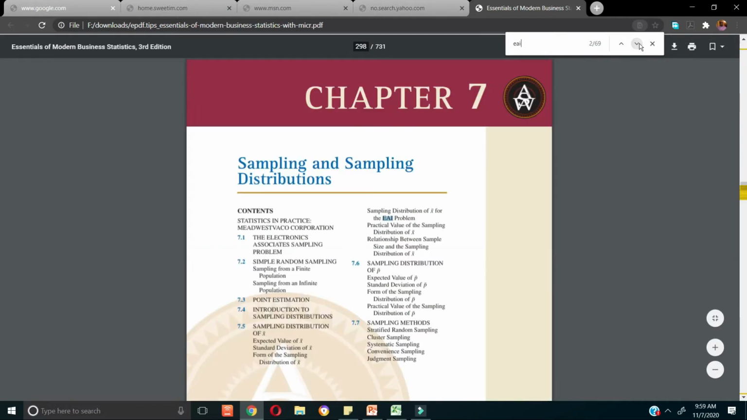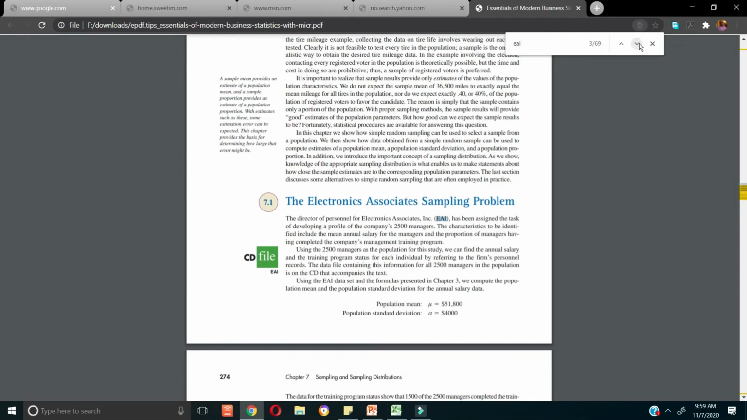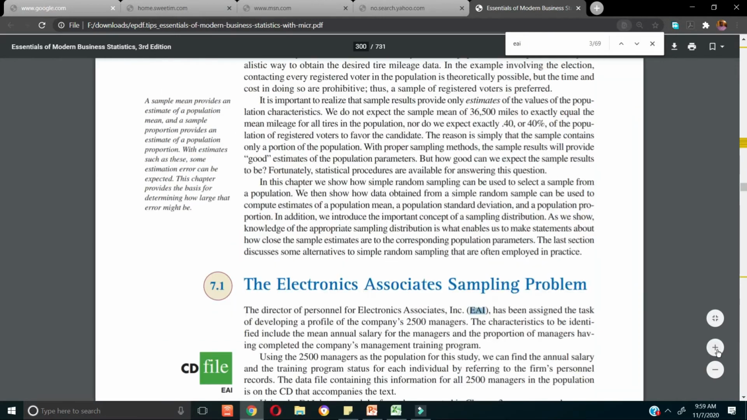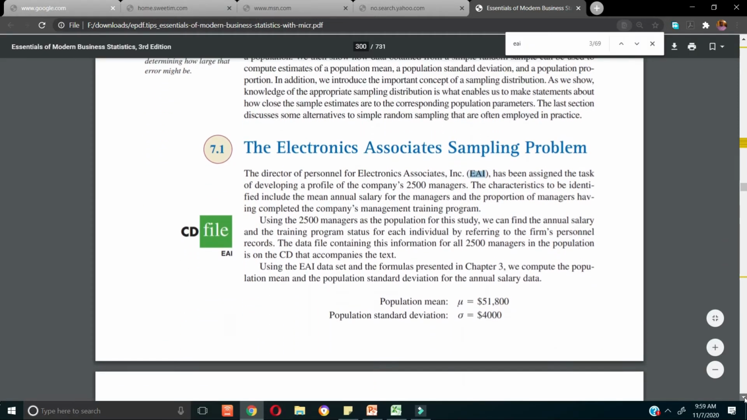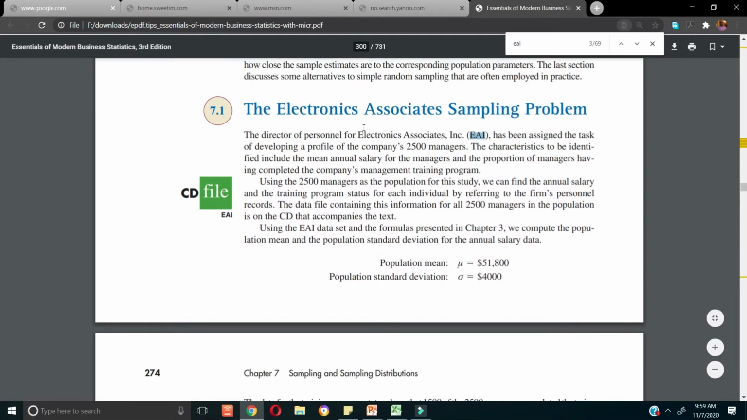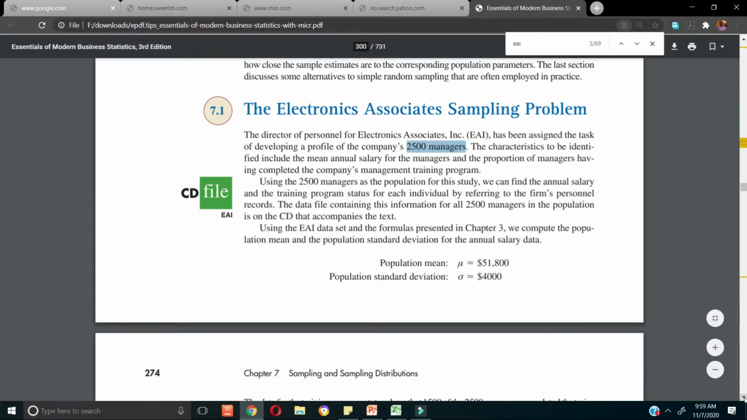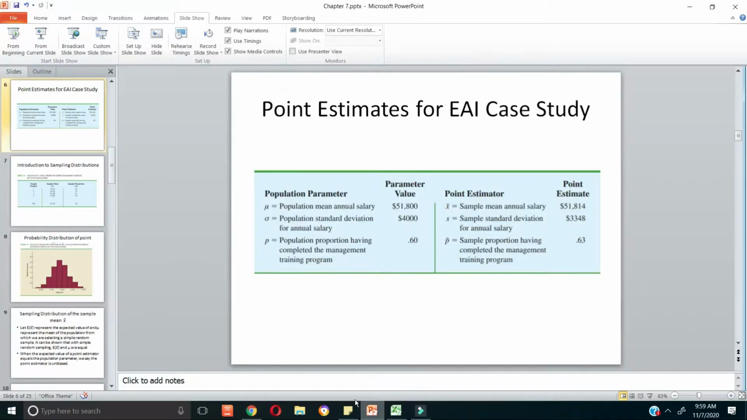So the EAI problem. It's the Electronics Associates sampling problem. In this particular case, you have this information. You have a director of personnel who has been assigned the task of developing a profile for the company's 2,500 managers. So the population is actually 2,500. And using these 2,500 managers, he computes the population mean. This is the mean salary for the 2,500 managers, and the standard deviation is $4,000. So this is the information that we have here.